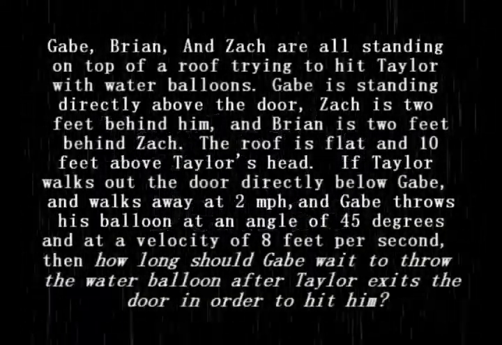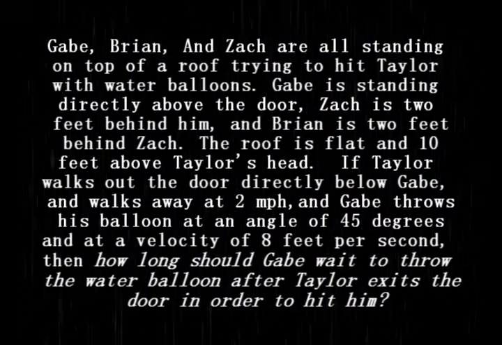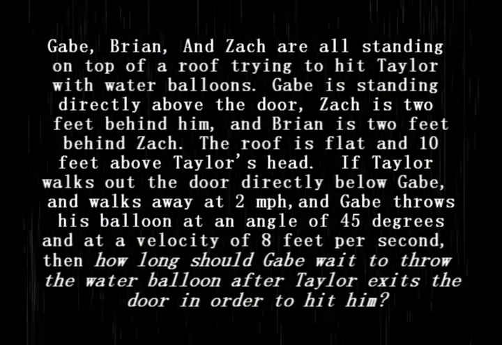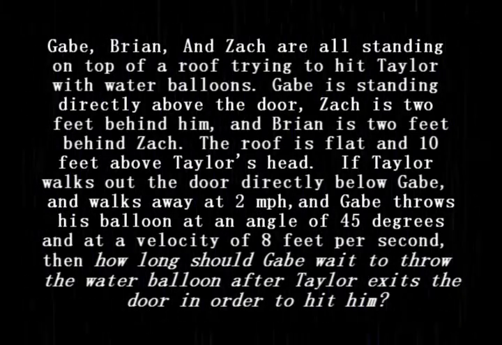Taylor's demise. Gabe, Brian, and Zach are all standing on top of a roof trying to hit Taylor with water balloons. Gabe is standing directly above the door, Zach is 2 feet behind him, and Brian is 2 feet behind Zach. The roof is flat and 10 feet above Taylor's head.